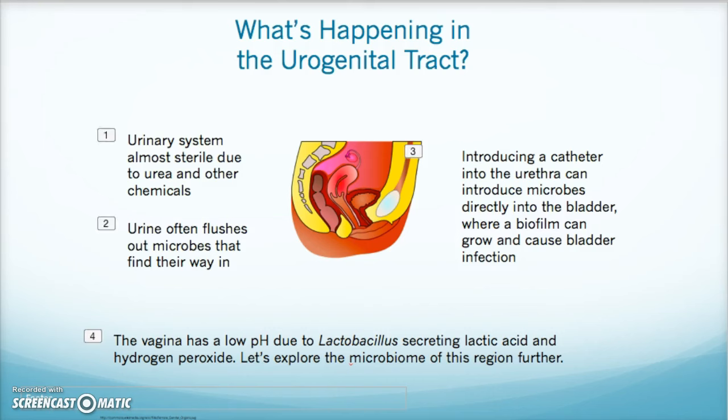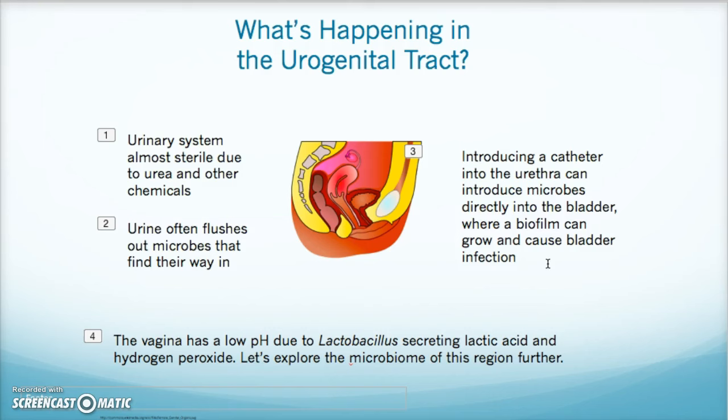Next up is the urogenital tract, and we have a normal flora here too. The urinary system tends not to have any bacteria or microbes in it, generally because it's pretty much sterile due to the fact that it has urea and other chemicals, and also because urine moves through and flushes out microbes that might try to enter it. It really does tend to be fairly sterile.